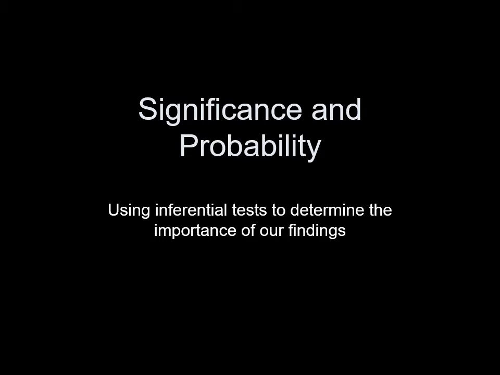So it's all about the idea of significance, which is whether you can take the results seriously or not, whether they're meaningful results, and probability, which is to do with how likely something is. The little subheading we've got there says using inferential tests to determine the importance of our findings. Inferential tests are the statistical tests that you've started to look at last year, so sign tests, other things like Mann-Whitney test, t-tests, things like that. Right, and we use those to judge how credible or believable or significant our findings are.